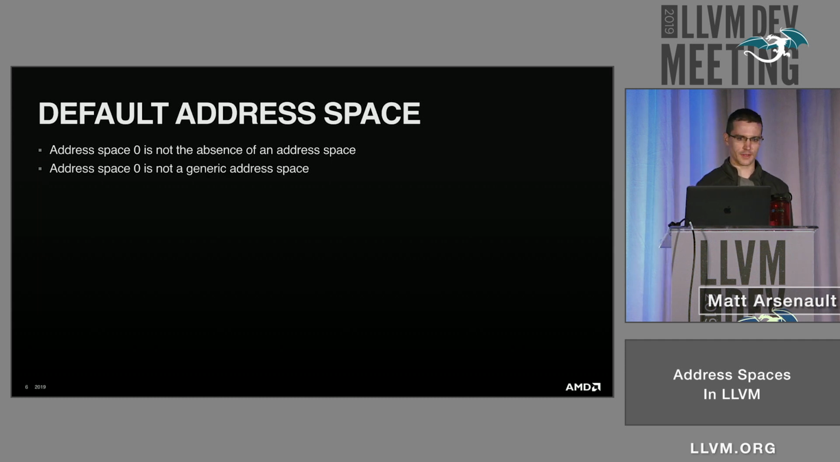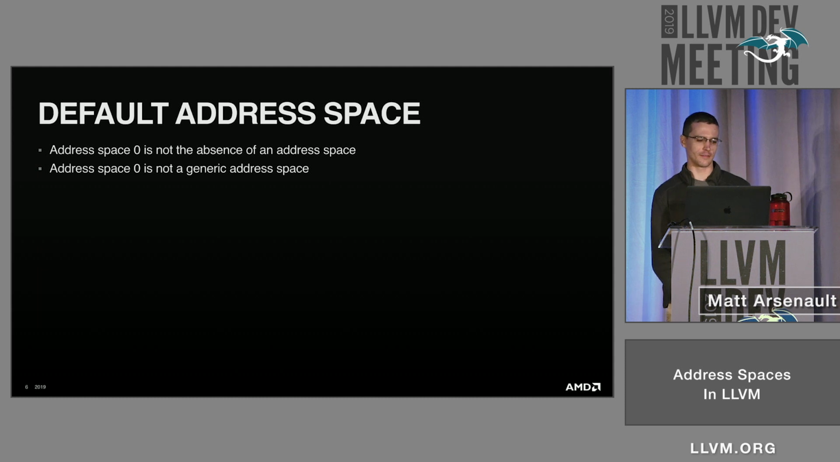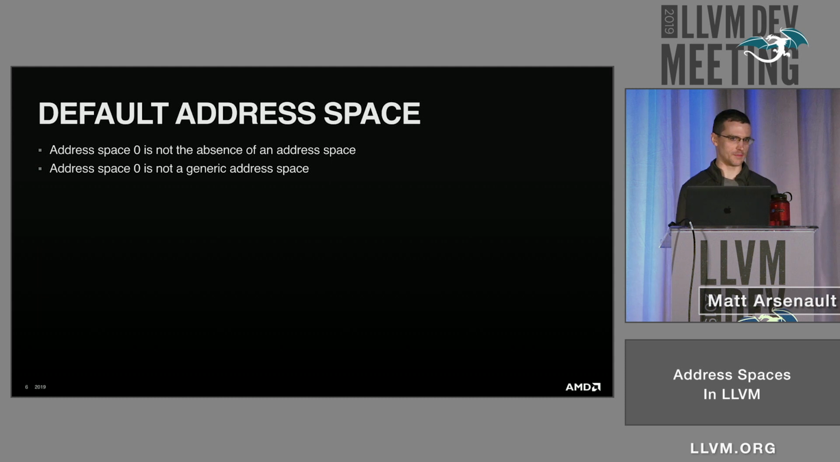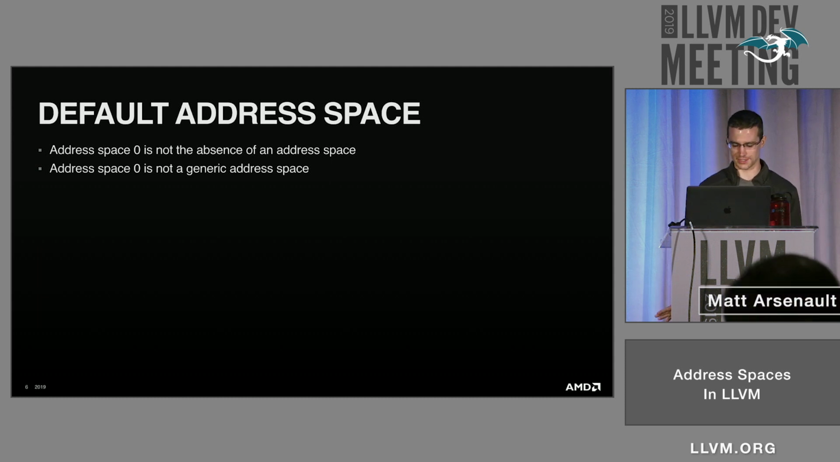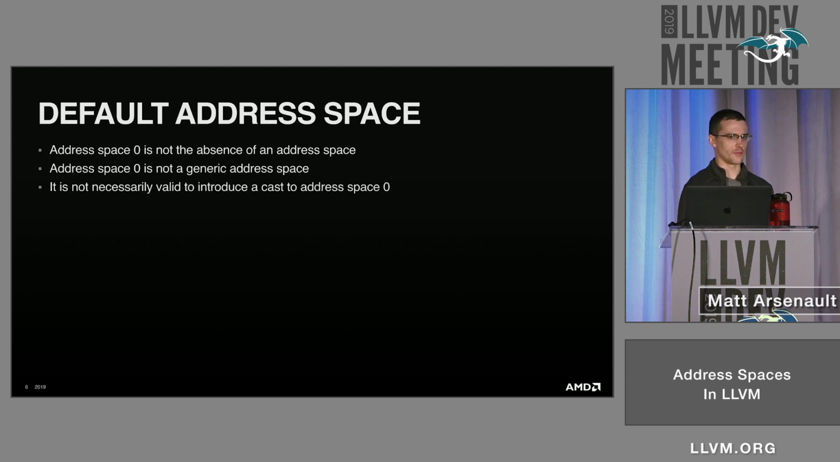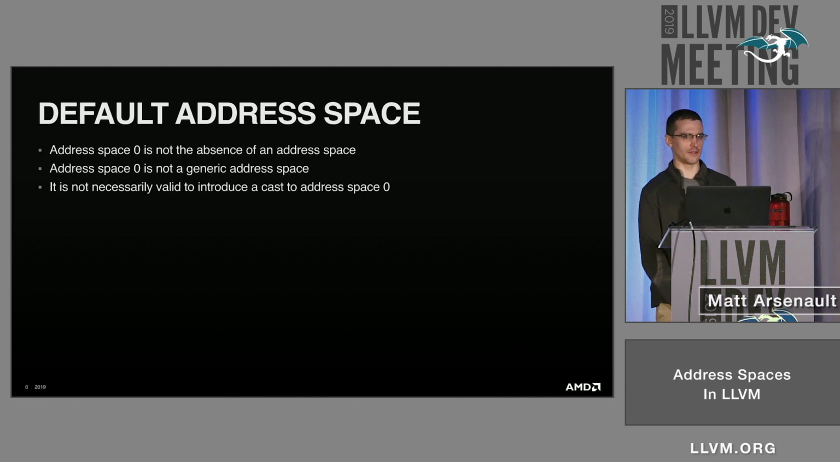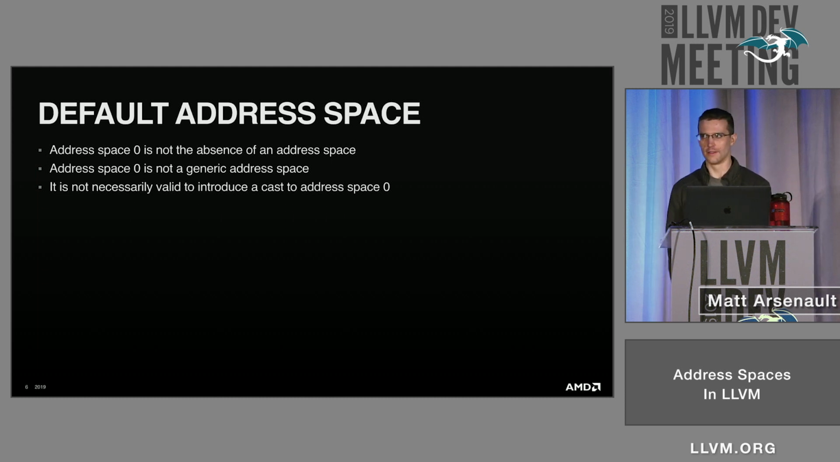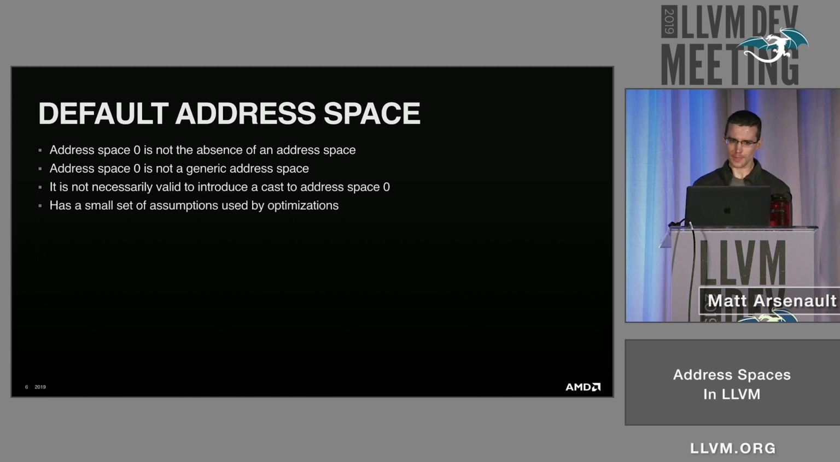So address space 0 is a default in the sense that in the text form of the IR, it is not printed. It is not a generic address space in the sense that the CPU sees a flat memory and you can access any address through it. So it is not necessarily valid to cast any arbitrary address space to address space 0 or back. This is a target-specific property, and we don't have a defined way in the IR of telling anything that this is okay. There's only one pass where the concept of a flat addressing mode exists that uses target transform info. And the default address space has a small set of assumptions that optimizations use.